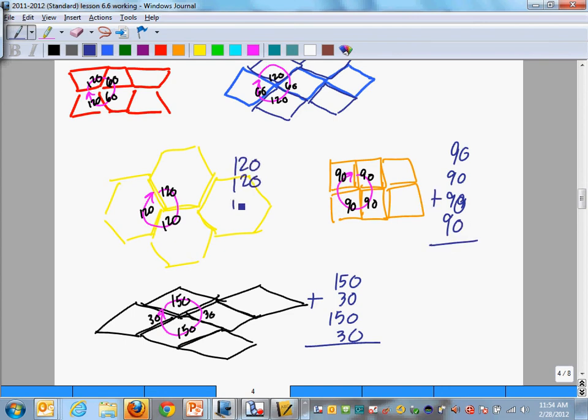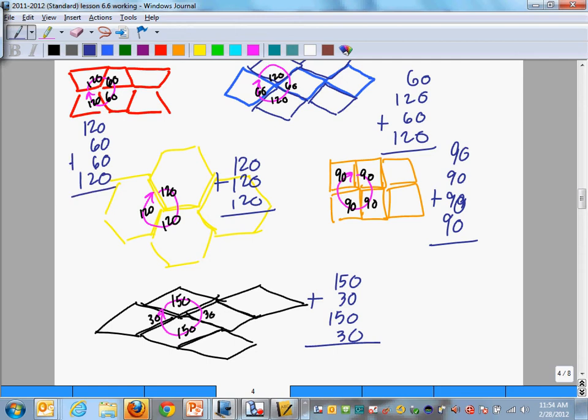Whatever your joint is, add them up. Whatever your joints are, add them up. Go.